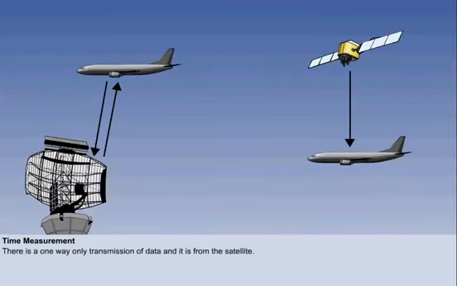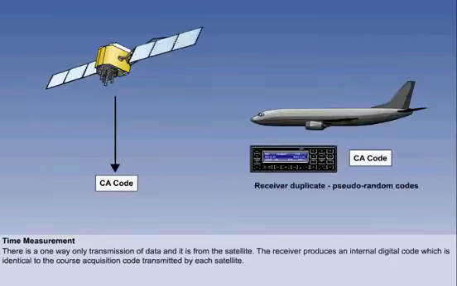How is the time taken for the message from the satellite to the receiver measured? Unlike radar, where a signal is transmitted from the ground and the time taken for it to return is measured, there is only a one-way transmission, and it is from the satellite. The receiver generates its own internal digital code, which is identical to the course acquisition code transmitted by each satellite. These long and complex codes, which appear random but are actually repeated patterns, are known as pseudo-random.